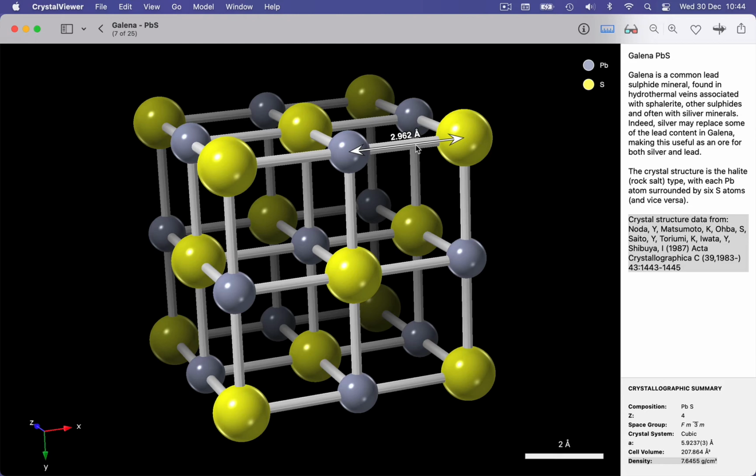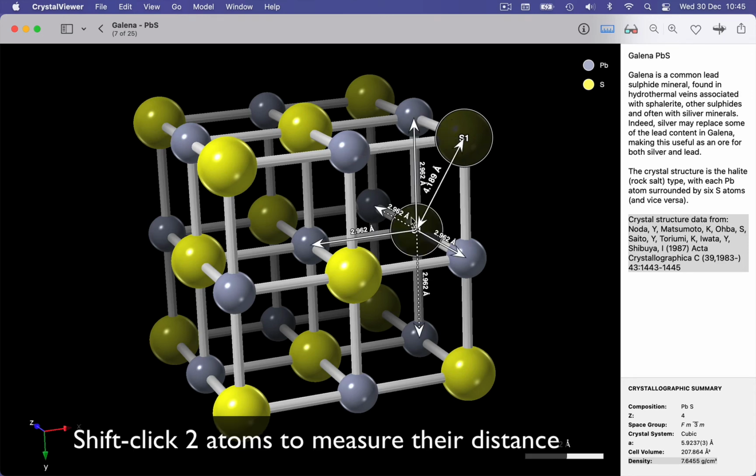That was fine for distances between atoms which already have a chemical bond. But if we want to measure some arbitrary distance in the structure between two non-bonded atoms, how do we do that? Well, the answer is to select one atom, hold the Shift key down, and then select a second atom.